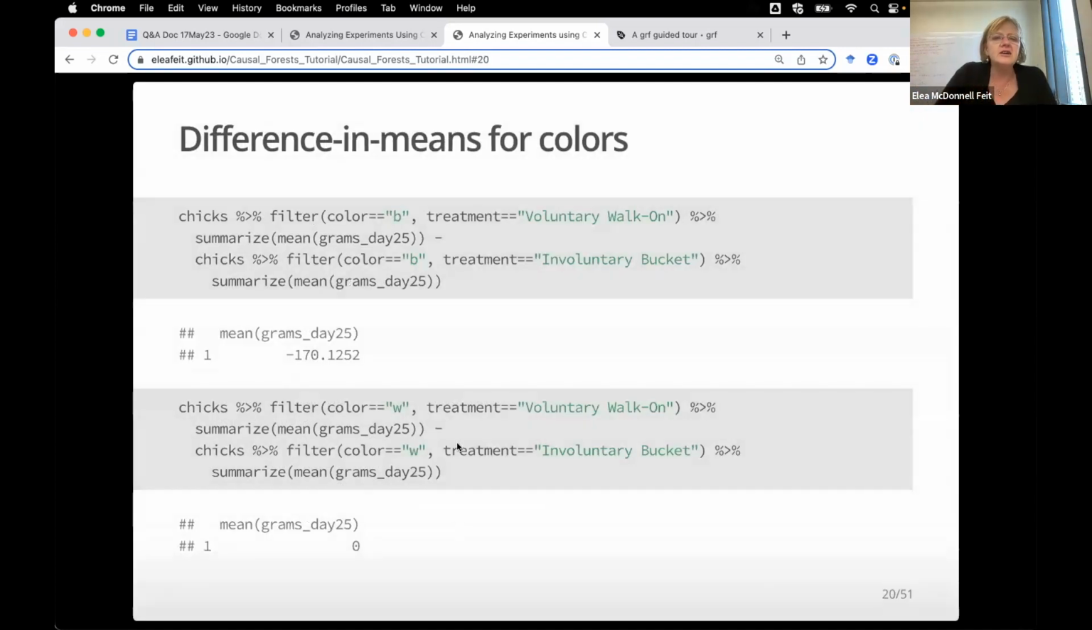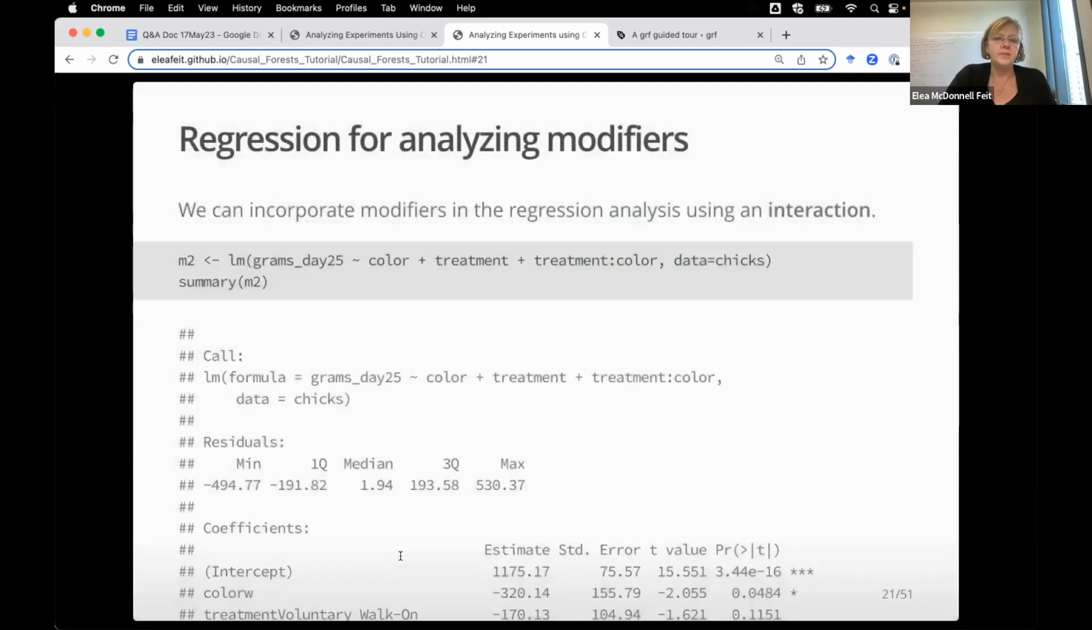Here I go ahead and compute the difference in mean. So I'm just taking the difference between the voluntary walk-on and the involuntary bucket for the brown chicks, and that's -170. And for the white chicks, it's 0. That is not how we typically do subgroup analysis. It's most often done with regression.